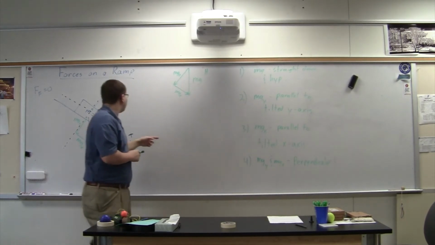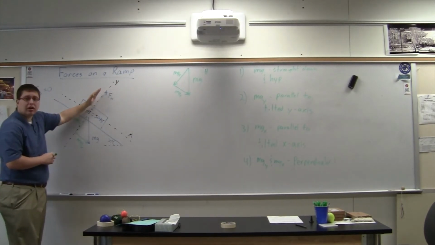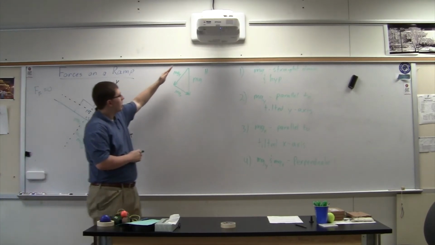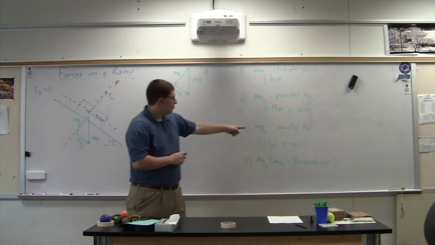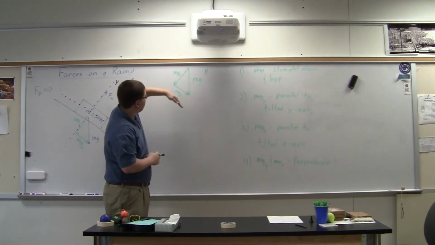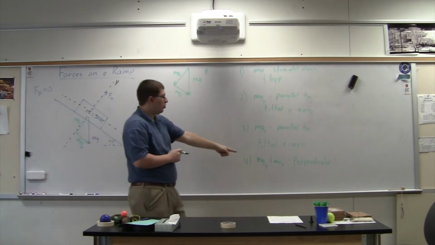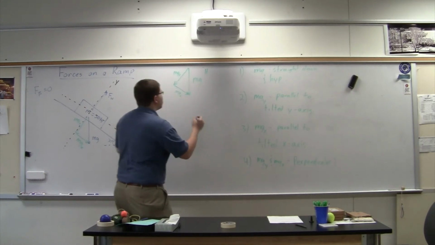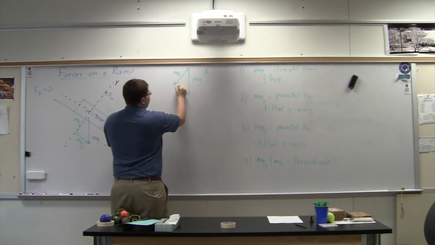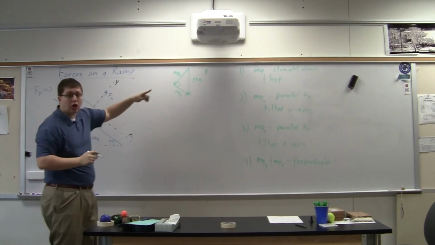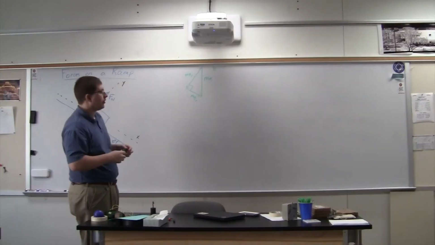MGY should be parallel to your tilted y-axis. So you already have the tilted y-axis over here. MGX should be parallel to your tilted x-axis. And finally, MGY and MGX, they should be perpendicular. There should be a right angle between them. So that's where the right angle should go if you've done things properly.